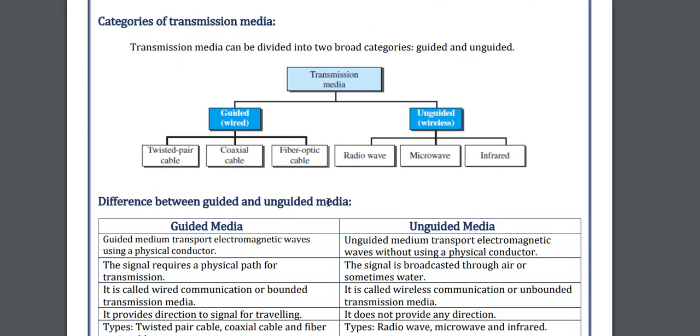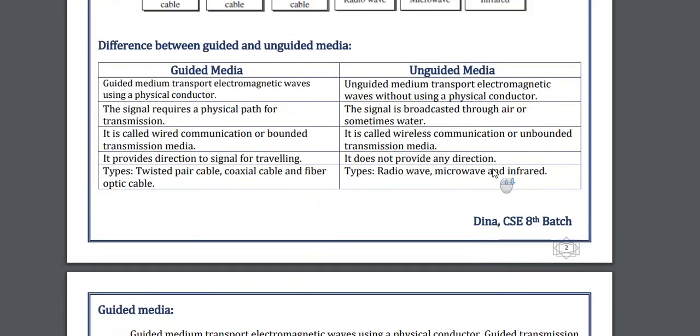In this transmission media section, we have guided and unguided. Guided are wired media, which are twisted pair cable, coaxial cable, and fiber optics. And unguided are radio waves, microwaves, and infrared. The differences between guided and unguided media are given below.